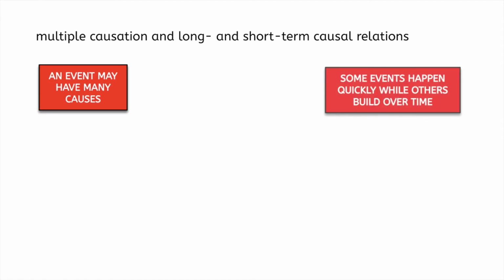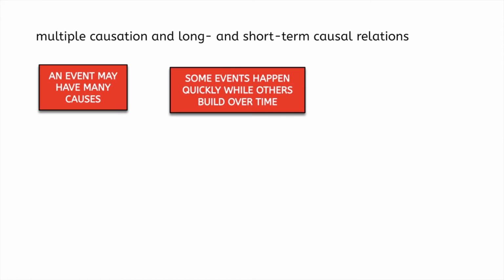And the last part of that standard talks about multiple causation and long and short-term causal relations. And this is a little bit easier to understand. So in terms of causality or causation, an event in history may have many causes. There's typically not one thing that causes an event to take place. And for some events, those things might take place over a short period of time, days or weeks perhaps, while other events are triggered over a long term. So there's multiple events happening over a very long period of time.